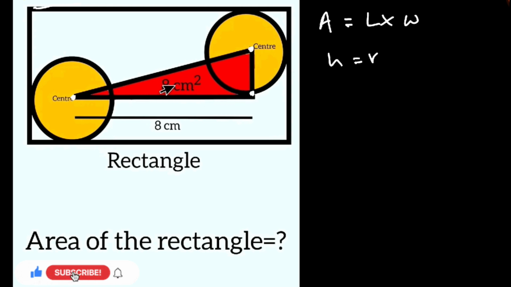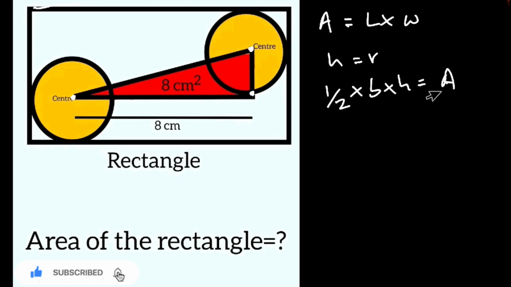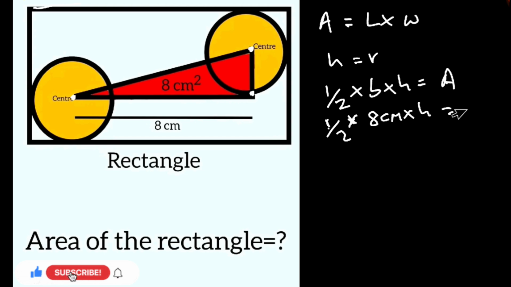We're given the area of this triangle, and we're given the base. So we're going to find the height of this triangle using this area. We know that the area of a triangle is equal to half times base times height. So we have half times the base, which is given as 8 cm, we don't know the height, and the area we know as 8 cm squared.